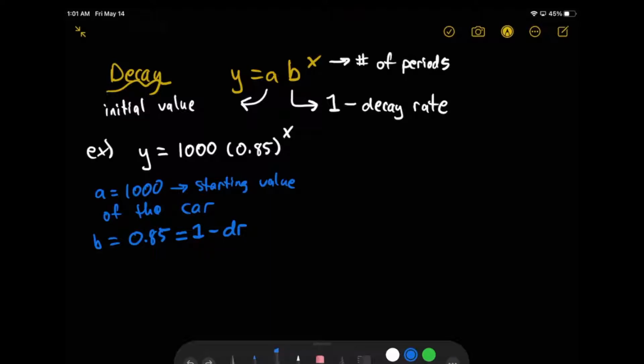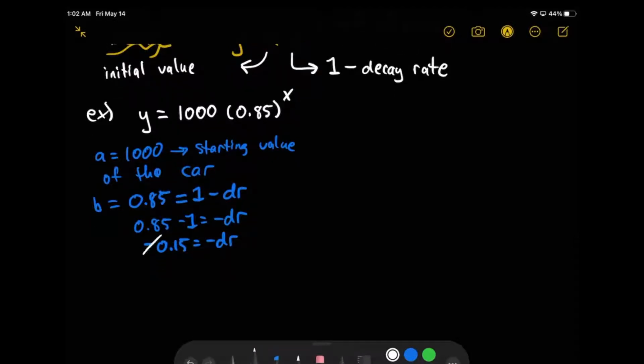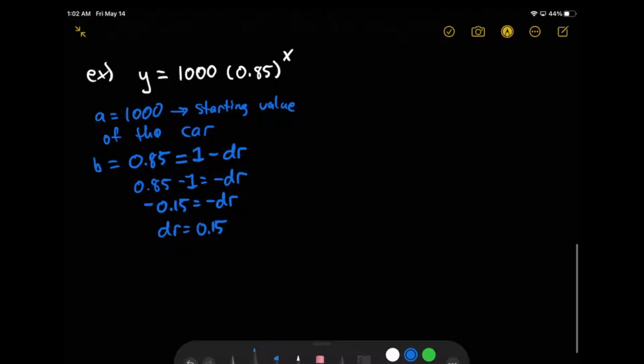So we're going to solve. There are different ways of solving this, but I'm going to move the 1 over to this side. So I'm going to subtract 1 from each side. So I'm going to have 0.85 minus 1 equals a negative decay rate. 0.85 minus 1 is negative 0.15 equals negative decay rate. And now to get rid of the negatives, I just divide each side by -1. Or you can just think of it as they just cancel out. So it turns out my decay rate is equal to 0.15 or 15%.